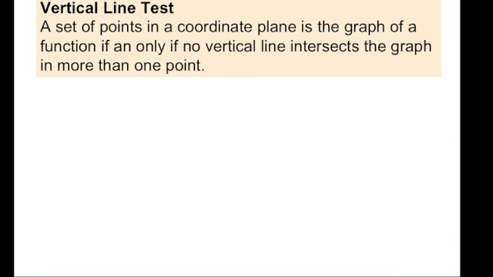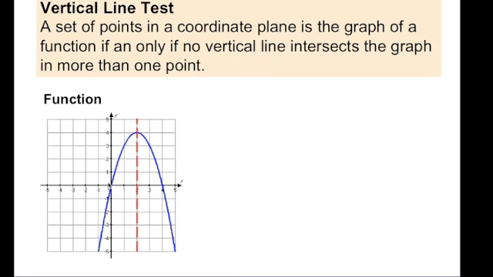There's what we call the vertical line test. A set of points in a coordinate plane, so if you have a graph, is the graph of a function if and only if no vertical line intersects the graph at more than one point. Well, let's look at some examples to see what we mean.